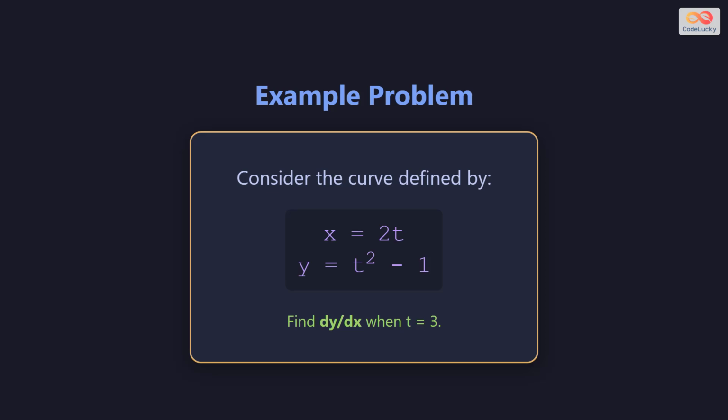Let's apply this to a concrete example. Suppose we have a curve defined by x equals 2t and y equals t squared minus 1. We want to find the slope of the tangent line to this curve, specifically when the time, t, is equal to 3.